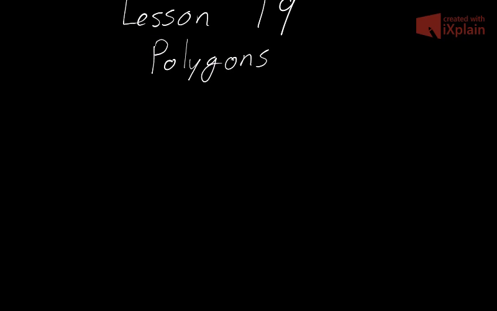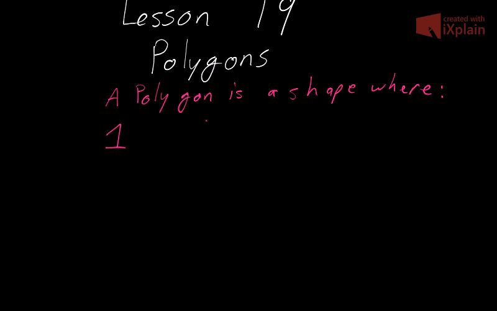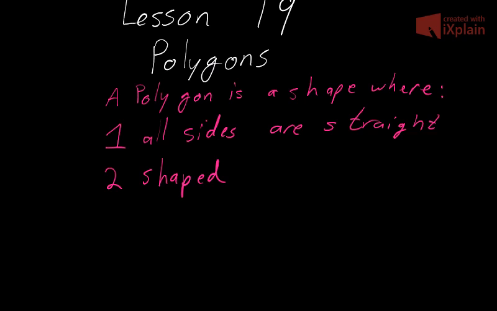I hope. So you know, there are two things that make a shape a polygon. A polygon is a shape where number one, we have to make sure that all sides are straight. And number two, the shape must be closed. And I know the closed thing sounds a little weird. We'll talk about what exactly that means in a second.